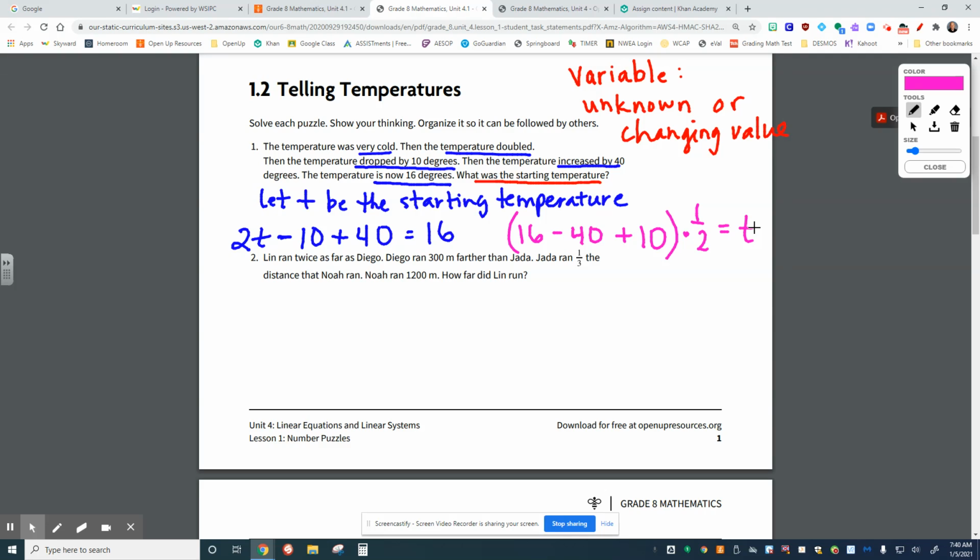16 minus 40 is a minus 24. Plus 10 is a minus 14, times 1/2 is a minus 7. So our starting temperature would have been a negative 7 degrees. That would be our answer for the first one.